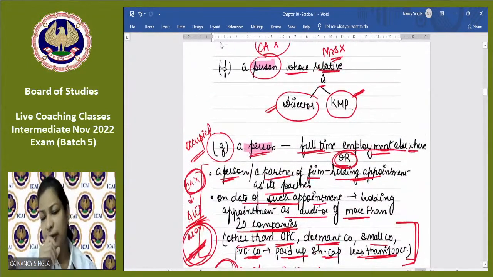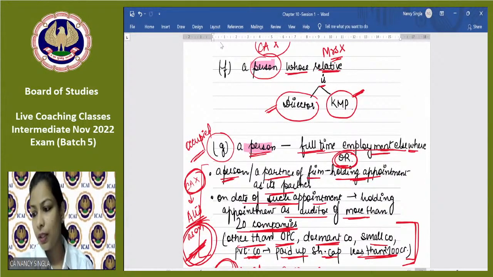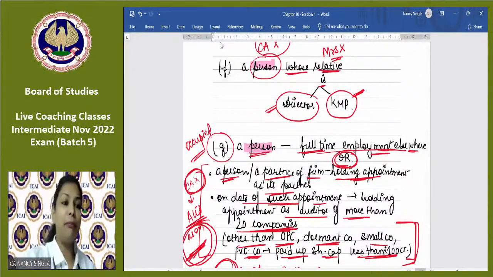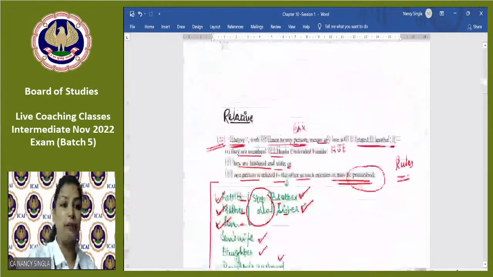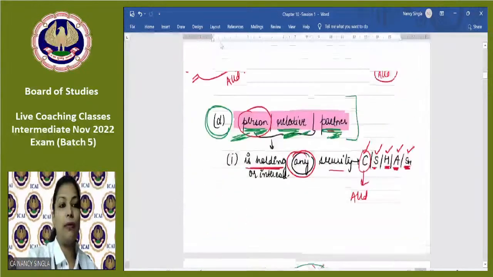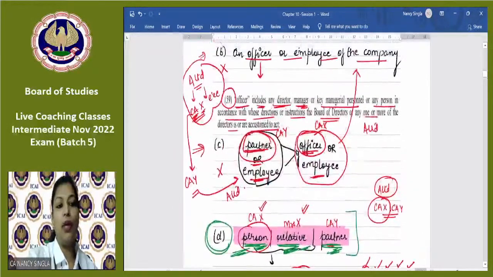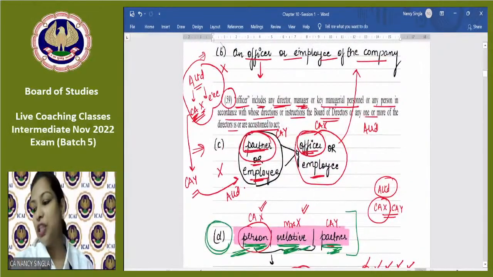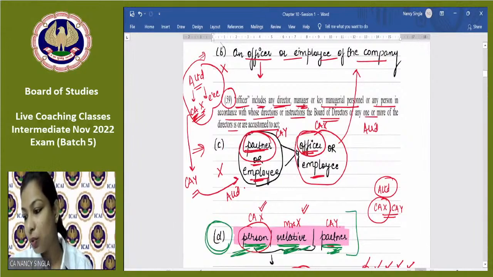So, Manoj, point number F talks about the relative only. ठीक है? And Manoj, regarding your point, whether the partner is covered, see point number C. So, partner or employee of officer or employee. Clear, Manoj?